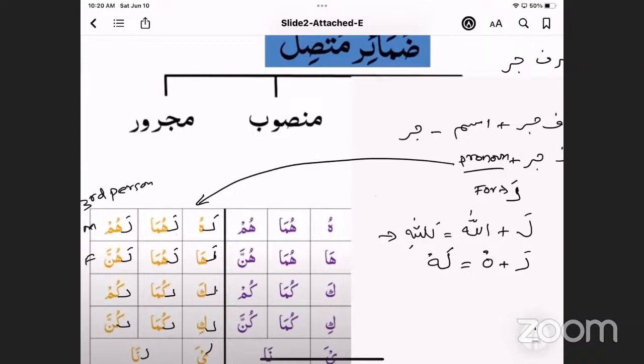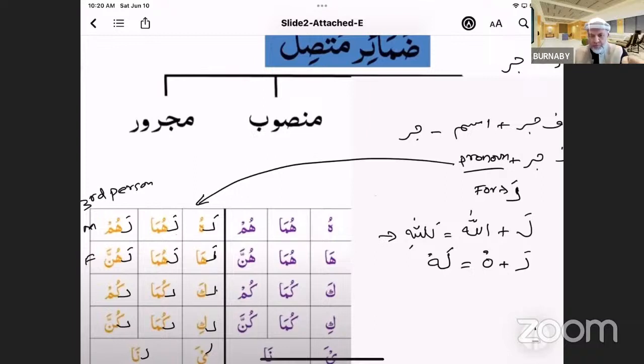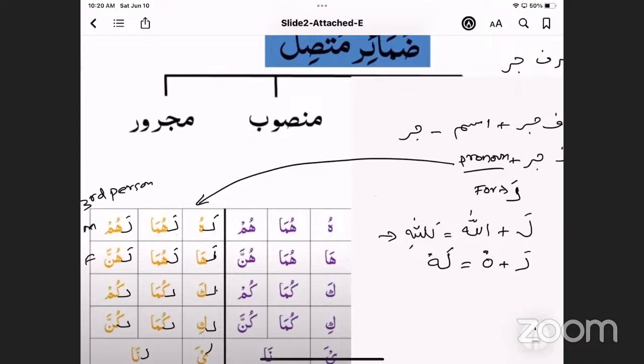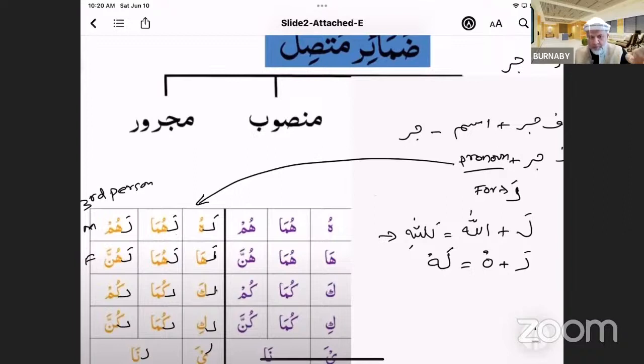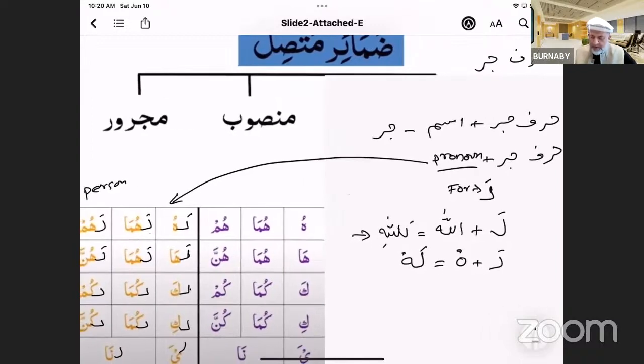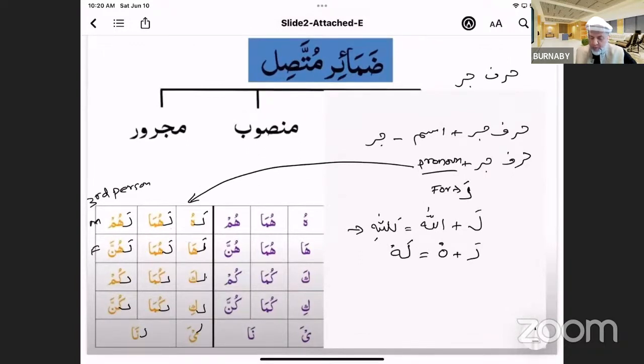Laka for you. Lakuma for both of you. Lakum for all of you, men. Laki for you, female. Lakuma for both of you, female. Lakunna for all of you, female. Li for me. Lana for us. I hope with this little demonstration, you can see why we focus so much on the dhamair. Because if you learn dhamair and the i'rab, you will learn to analyze the Quranic verses almost 90%. This is why it's really important to understand why we learn haruf e jara, what is the relationship with the noun, and why we make these tables to understand where it is going to go.